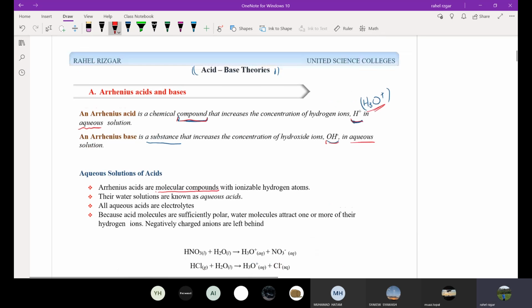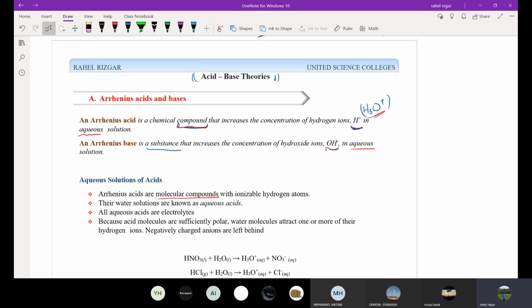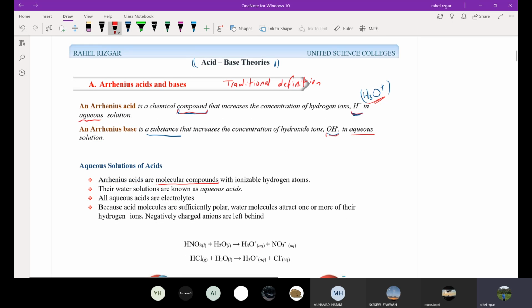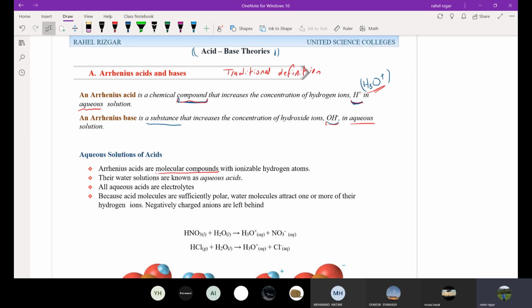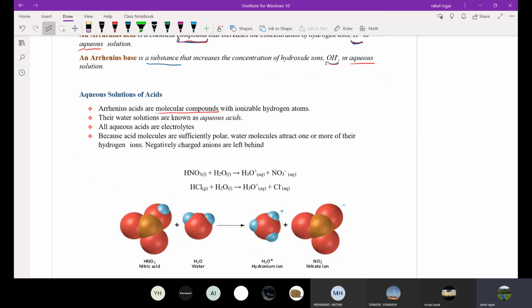By the way, Arrhenius acid and bases, it's a traditional definition. So it's for the traditional acids and bases, the acids and bases that we have learned their names. Because you will see afterwards when we talk about the other acids and bases, they are not traditional, they go over more advanced or more detailed stuff. But for Arrhenius, it's just for the traditional acids and bases. So Arrhenius acids, all the acids are molecular compounds.